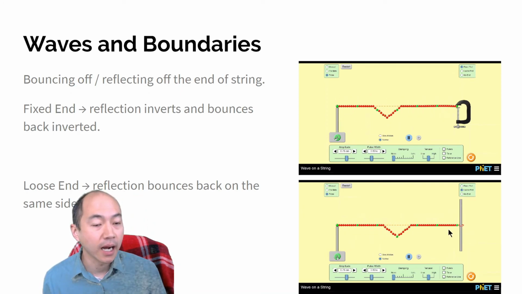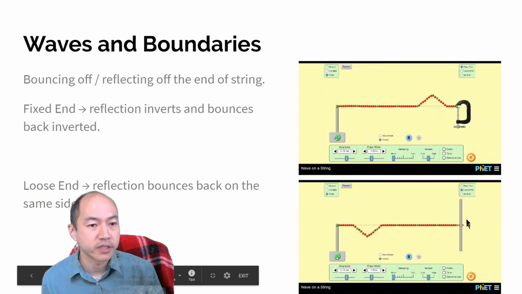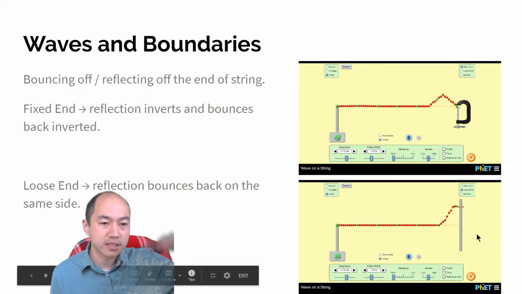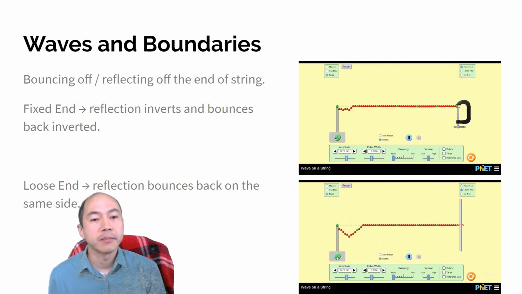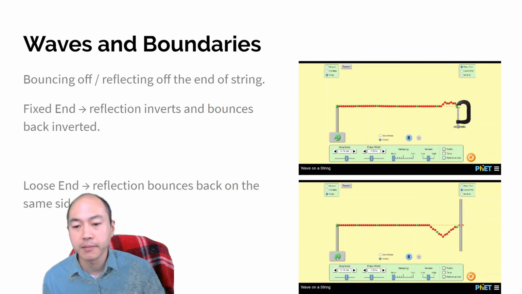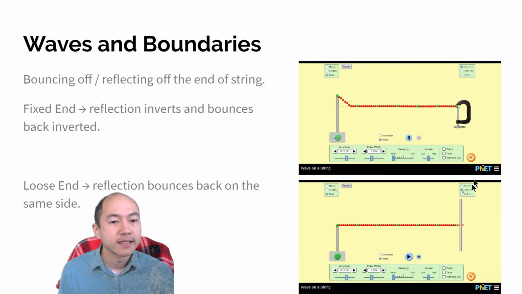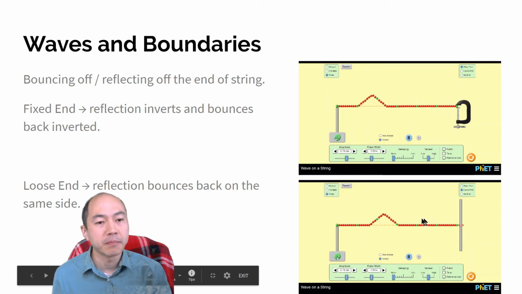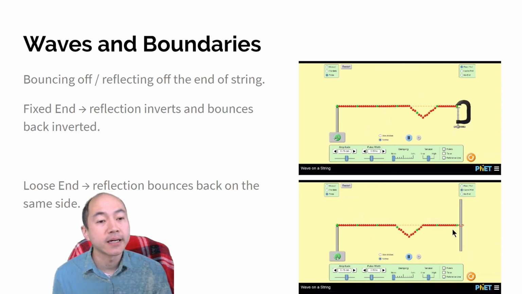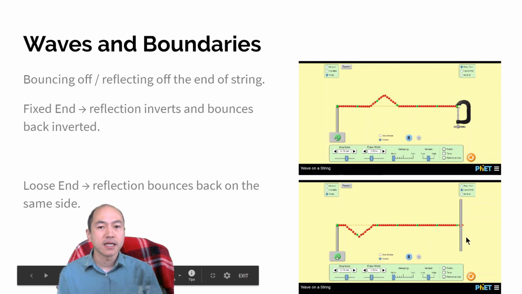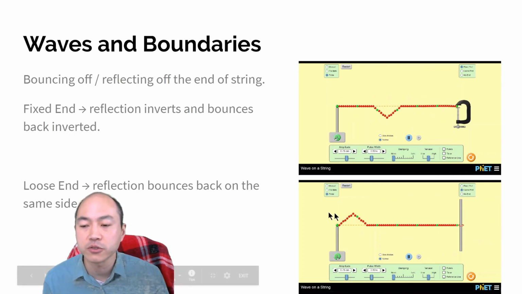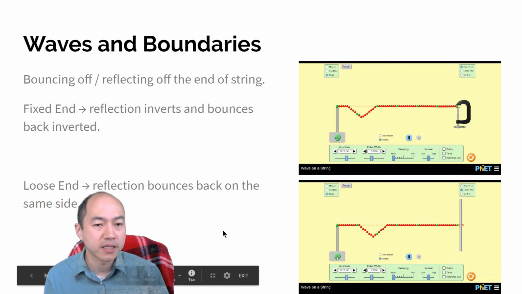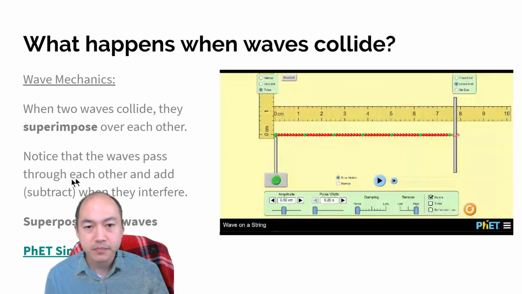The other option is what we call a loose end boundary. Here in the simulation, we've got a little ring that's sliding on a pole, so it can slide up and down. It's still a boundary. When it hits that end, let's watch it here. It goes all the way over to the right, slides up, and the wave reflects back, but on the same side. These two conditions can create some interesting phenomena that we're going to study when we talk about things like sounds.